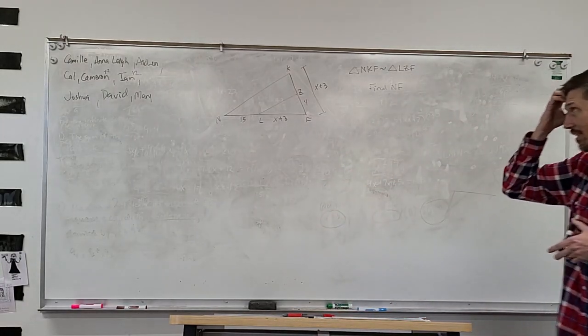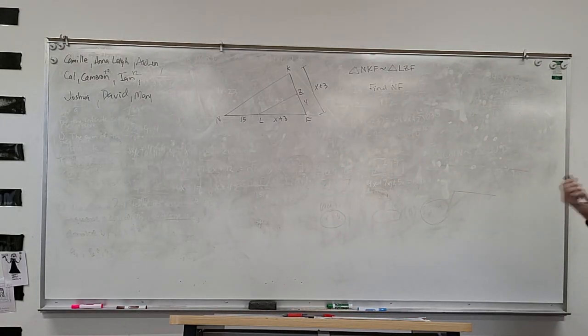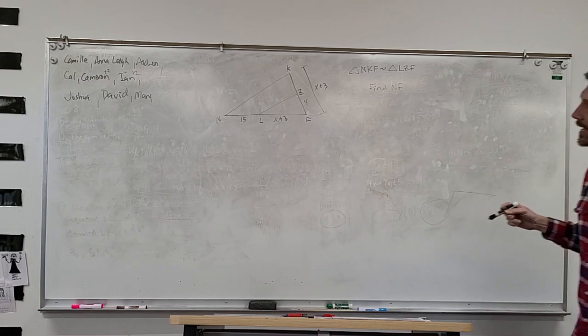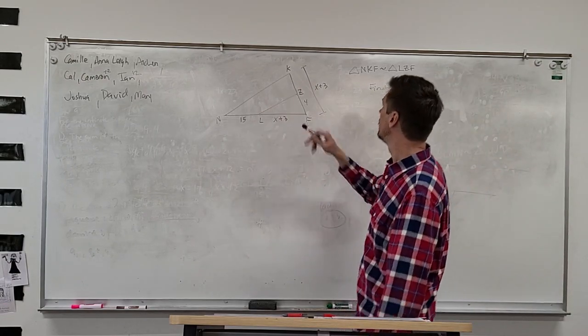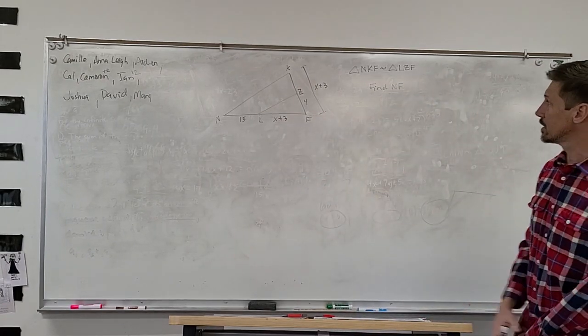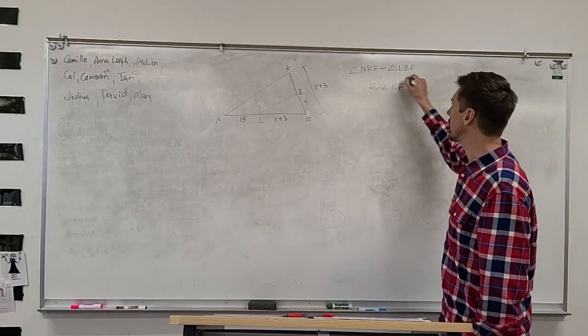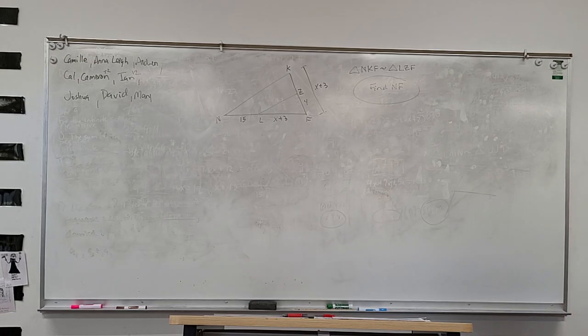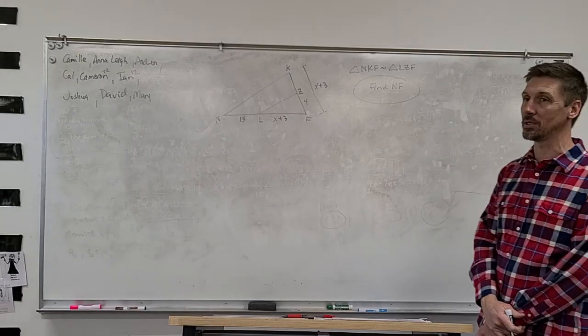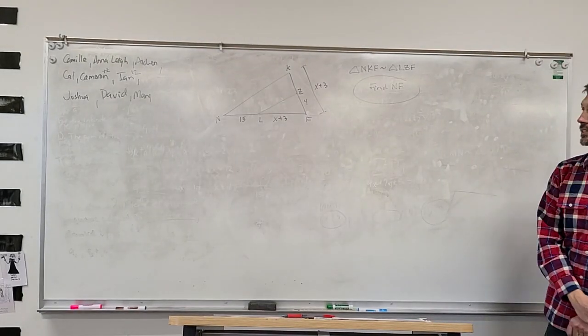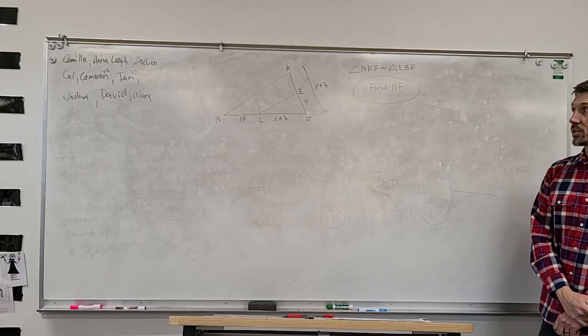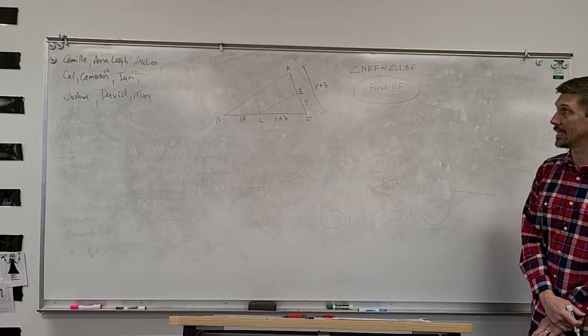It tells us to start with, it tells us that NKF, which is the big triangle here, is similar to this little triangle LZF. And then this is the important point. Find NF. Like I said, with the last test, some of you guys did a great job solving for X, but we weren't asking for X. We were asking for some other value. So we do need to solve for X in order to find NF.